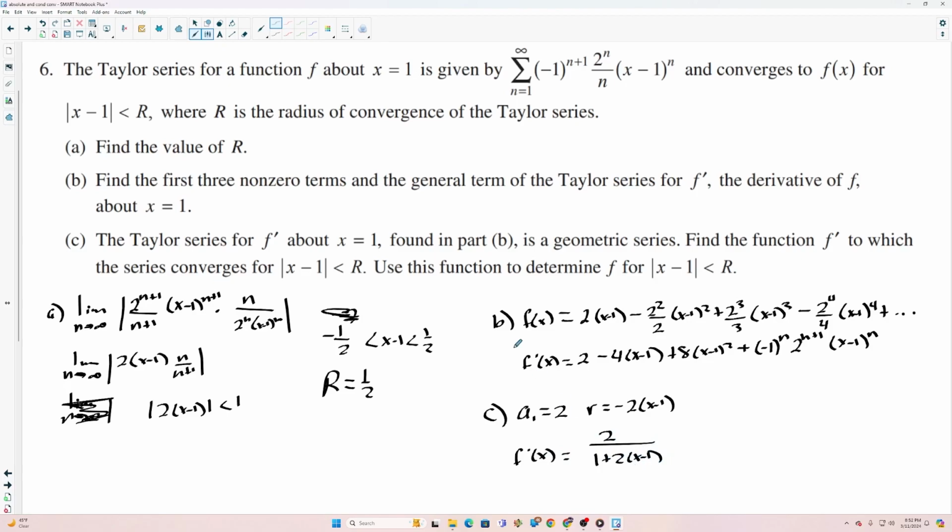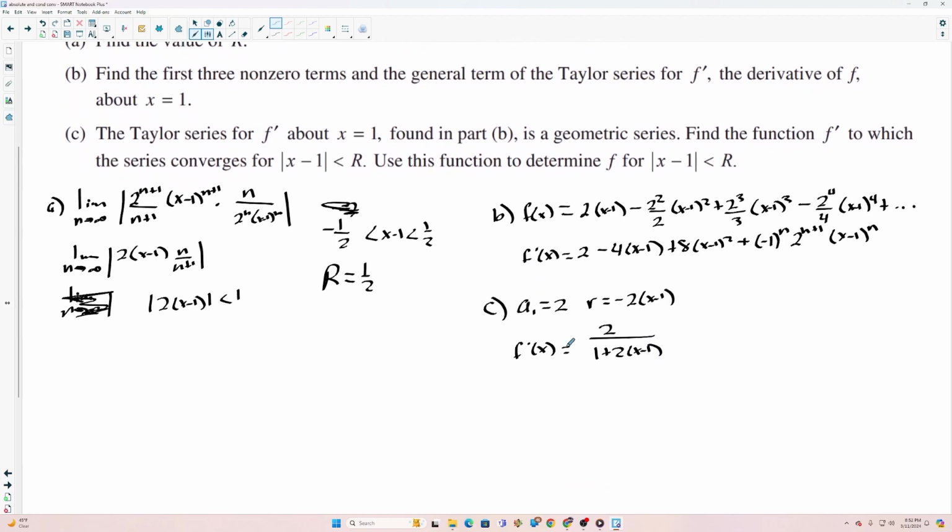And on a free response, I would certainly leave it like this. But if we were looking for the answer on a multiple choice, we could distribute. And the multiple choice answer might be, was it negative 1 plus 2x, something like that. But I would leave it like this right here.